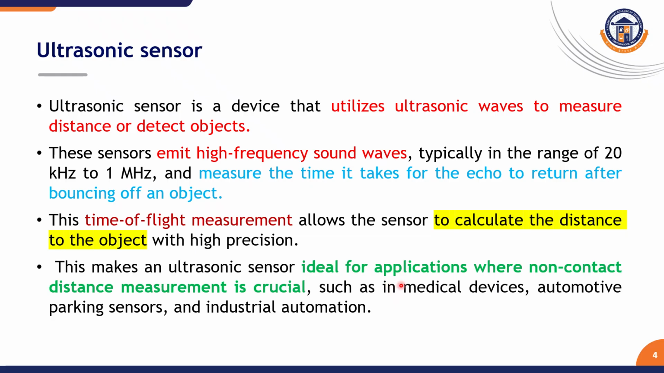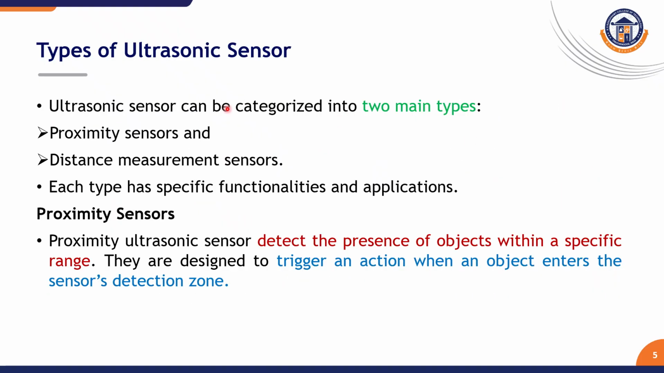So it is mainly used in applications where non-contact distance measurement is crucial, such as medical devices, automotive parking sensors, industrial automation. Types of ultrasonic sensor are basically proximity sensors and distance measurement sensors. Each will be having its own functionalities and applications. Proximity sensors will detect the presence of an object within a specific range. It will trigger an action when an object enters the sensor's detection zone.